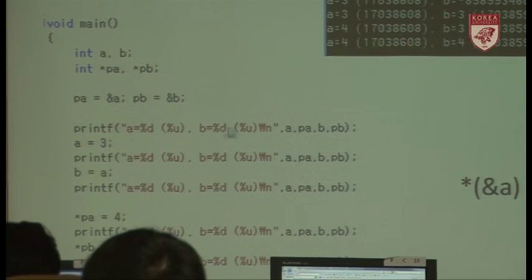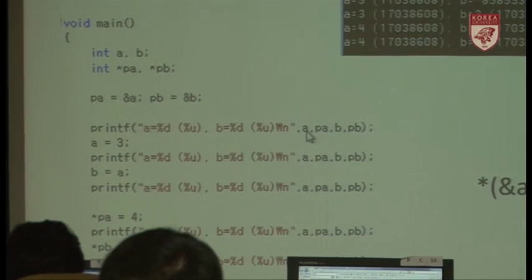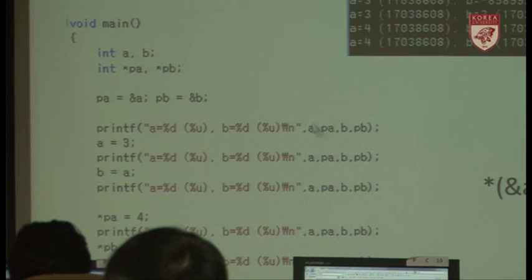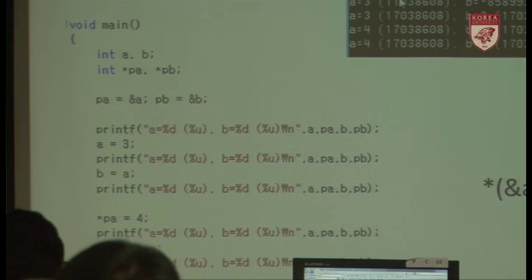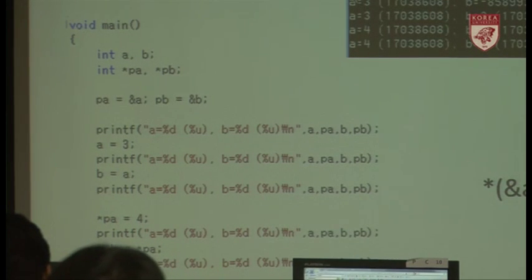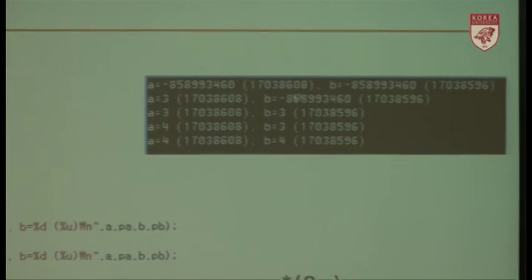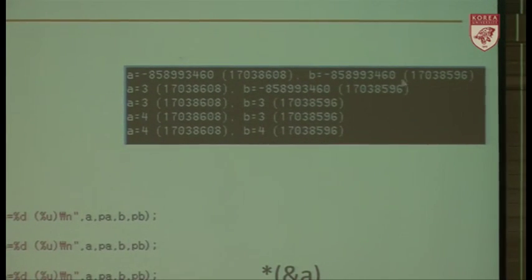So with %d we print the value of a. Then we print %u for pa, so the memory address of a. And it's the same for b. So at first, because we assign nothing to a, this value is some dummy value, and this is the real memory address of a, and this is the value of b. This is the memory address of b.